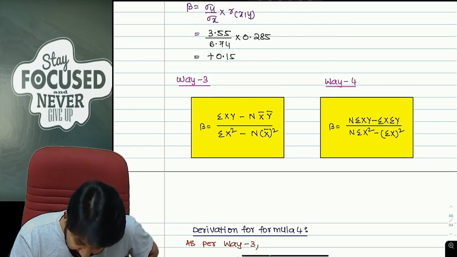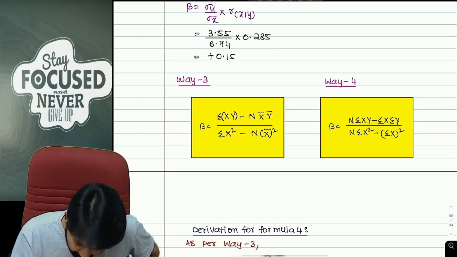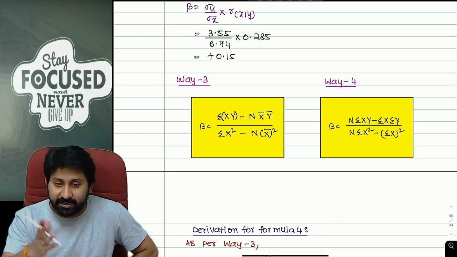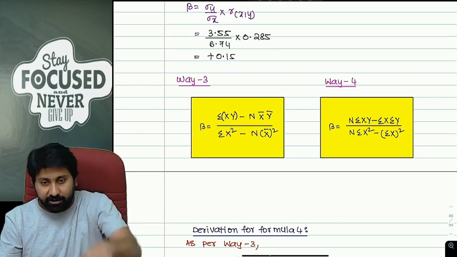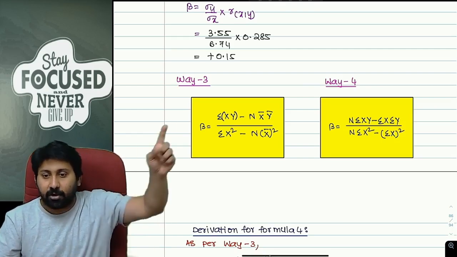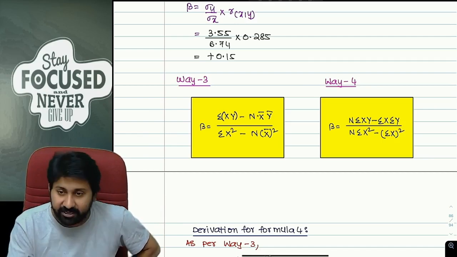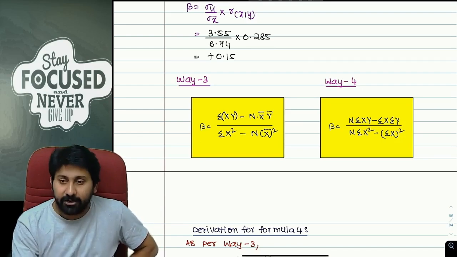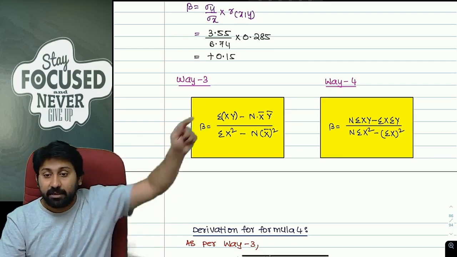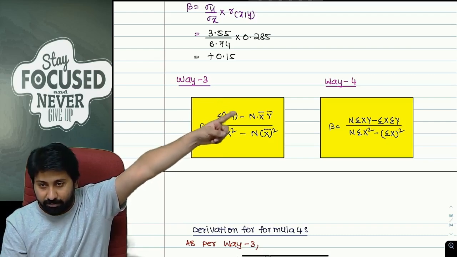It is xy sigma. First, x means market return and y means security return. Both multiplied are called sigma xy. Minus n, where n means the number of observations, here we have taken 3, the past data you take. N into x bar, the average of market return, and y bar, the average of security return. Multiply.